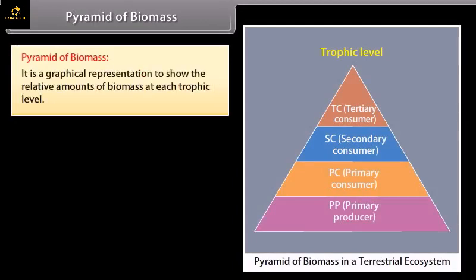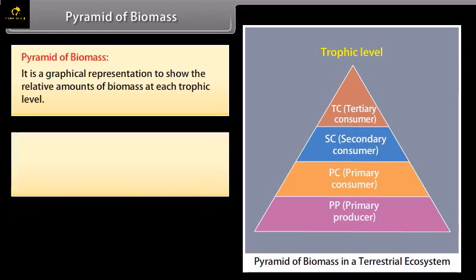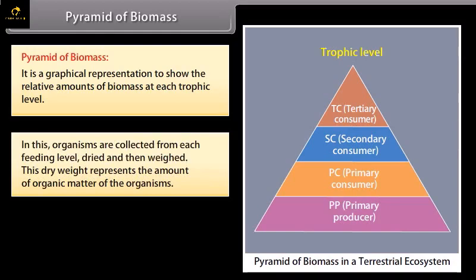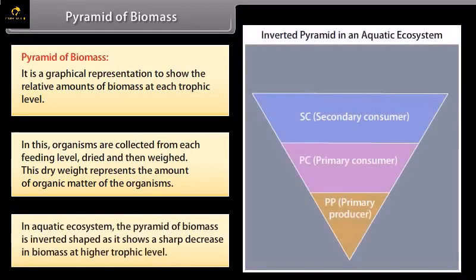Pyramid of biomass. It is a graphical representation to show the relative amounts of biomass at each trophic level. In these, organisms are collected from each feeding level, dried and then weighed. This dry weight represents the amount of organic matter of the organisms. In aquatic ecosystem, the pyramid of biomass is inverted in shape as it shows a sharp decrease in biomass at higher trophic level.